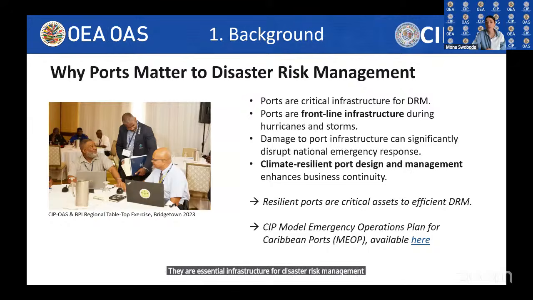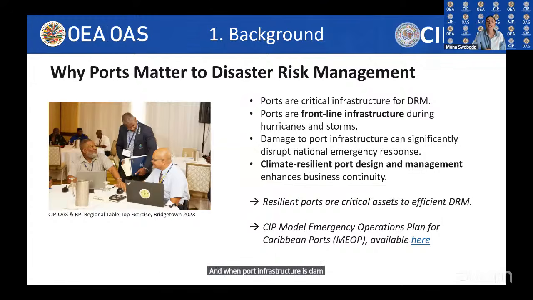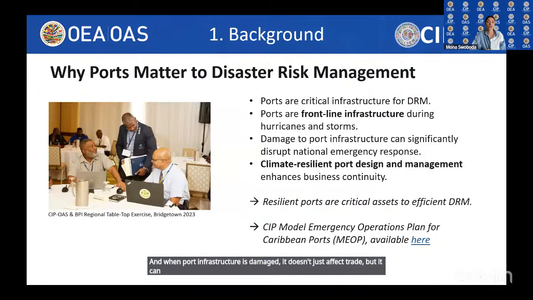And in the Caribbean, ports serve as frontline infrastructure during hurricanes and storms and other natural disasters, and of course are also oftentimes among the first systems impacted by these natural disasters. And when port infrastructure is damaged, it doesn't just affect trade, but it can significantly disrupt national emergency response efforts, including the delivery of relief supplies and essential goods.